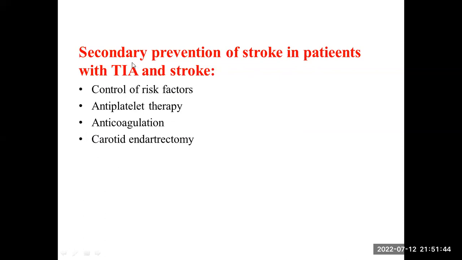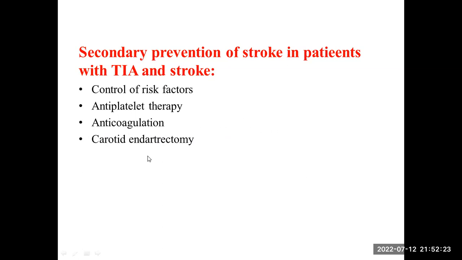Finally, as part of the secondary prevention, there is a surgical intervention, which is carotid endarterectomy. Carotid endarterectomy is done whenever you have stenosis of the extracranial carotid vessels of 70% or more. In these patients, it was found that carotid endarterectomy improved the outcome significantly. So the main indication for carotid endarterectomy in secondary prevention of stroke is an extracranial carotid stenosis of 70% or more.